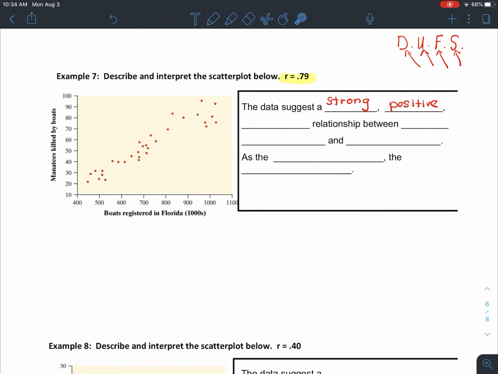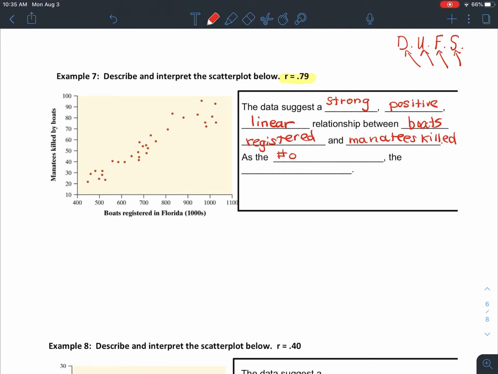The data suggests a strong, positive, and I can get those words from either looking at this R value, or I can get it by just observing the scatter plot. But then I definitely need to be glancing at the scatter plot to say that it's linear, because it does look like there's not really much of a curve there. Relationship between, here's my context, between boats registered and manatees killed. And then I'm just going to use real world terms here.